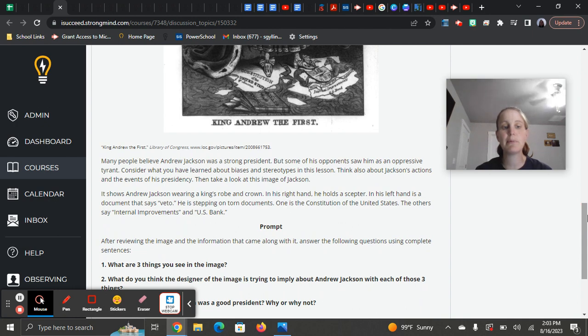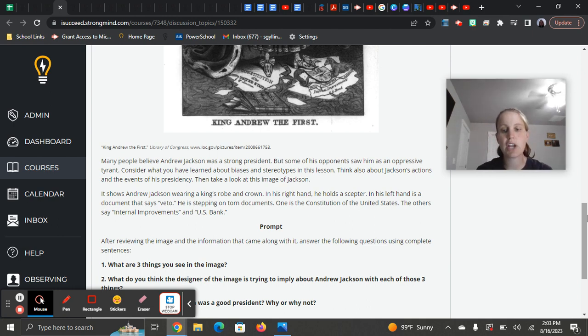So it says, many people believe Andrew Jackson was a strong president, but some of his opponents saw him as an oppressive tyrant. Consider what you've learned about biases and stereotypes in this lesson. Think also about Jackson's actions and the events of his presidency. Then take a look at this image of Jackson. And here's a little bit of background of what's in the image.